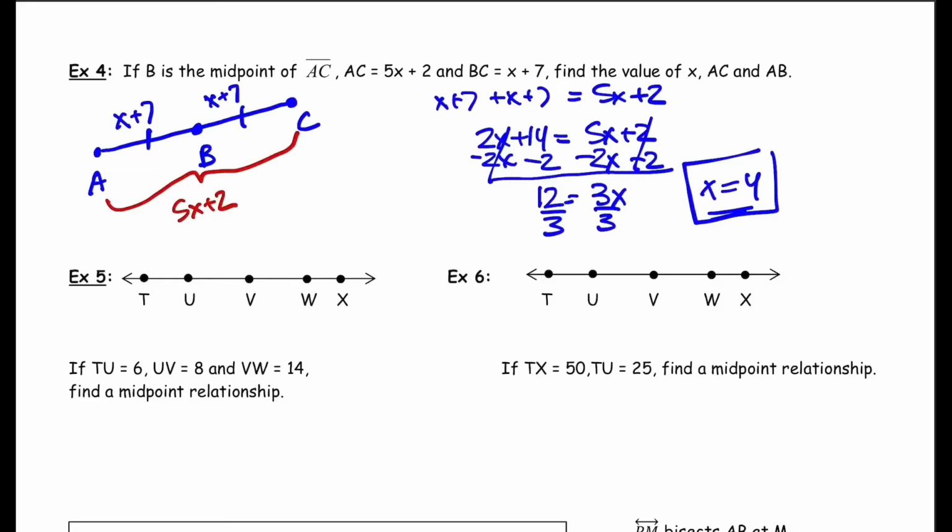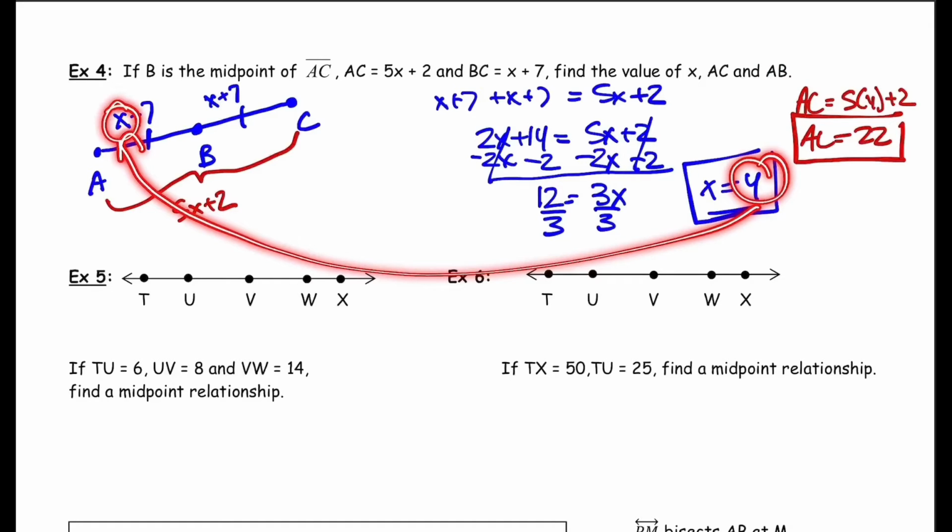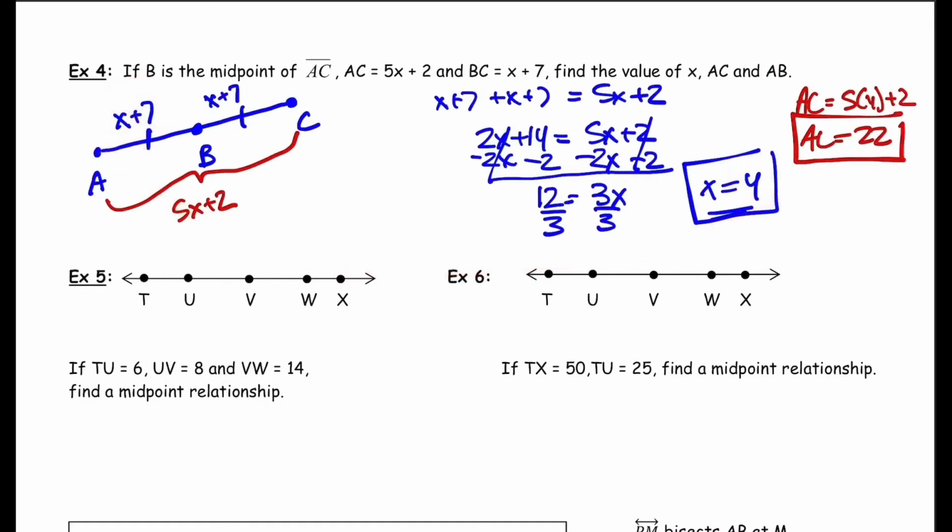It also wants me to find AC and AB. So AC is going to be 5x plus 2. All right, so AC equals 5 times 4 plus 2, and that's going to give me 20 plus 2, 22. Now, if you want, we also have to find AB, right? So you can plug this in here. That's pretty easy. 4 plus 7, that's going to give me 11.